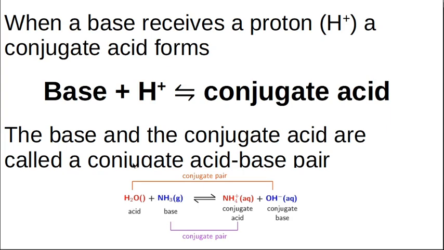So here, you can't see this J on conjugate because the picture zoomed up. Don't worry about it. Here's the acid. Here's the ammonia, which is the base. So the base receives a proton to form a conjugate acid. So this base grabbed the water's proton and formed the ammonium ion. So ammonia is the base, the ammonium ion is its conjugate acid.